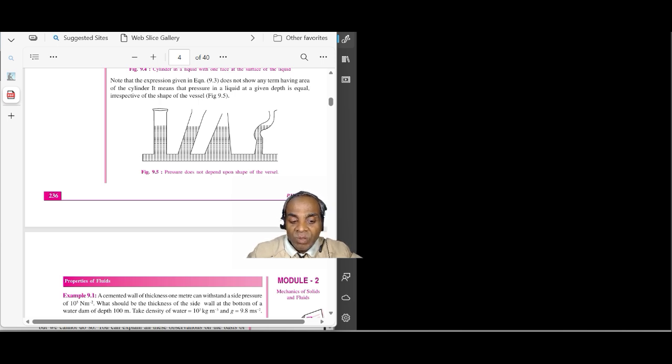A cemented wall of thickness 1 meter can withstand a side pressure of 10 raised to 5 Newton per meter square. What should be the thickness of the side wall at the bottom of a water dam of depth 100 meters? Take density of water as 10 raised to 3 kg per meter cube and small g as 9.8 meters per second square.